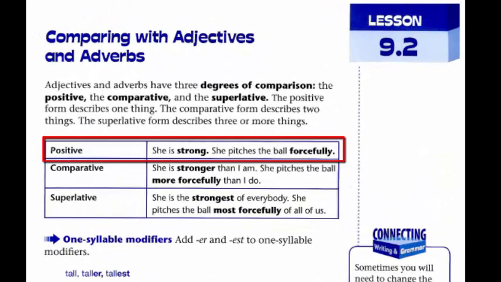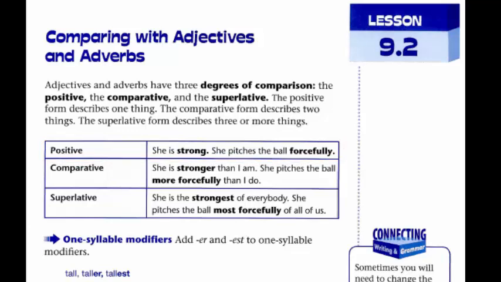She is strong. The word strong here is an adjective that describes the subject of the sentence, which is she. So this is a positive modifier. Similarly, the word forcibly is also a positive adverb because it tells you how she pitches the ball.